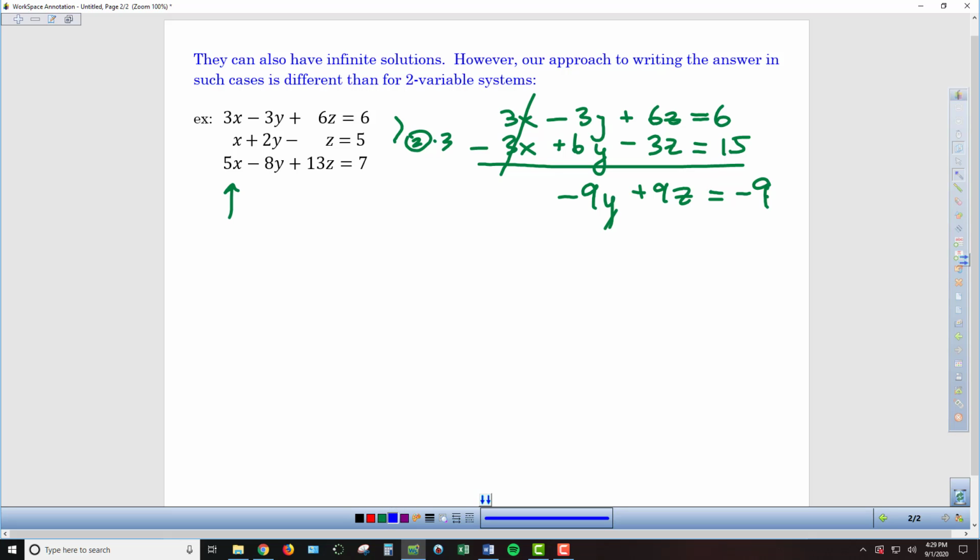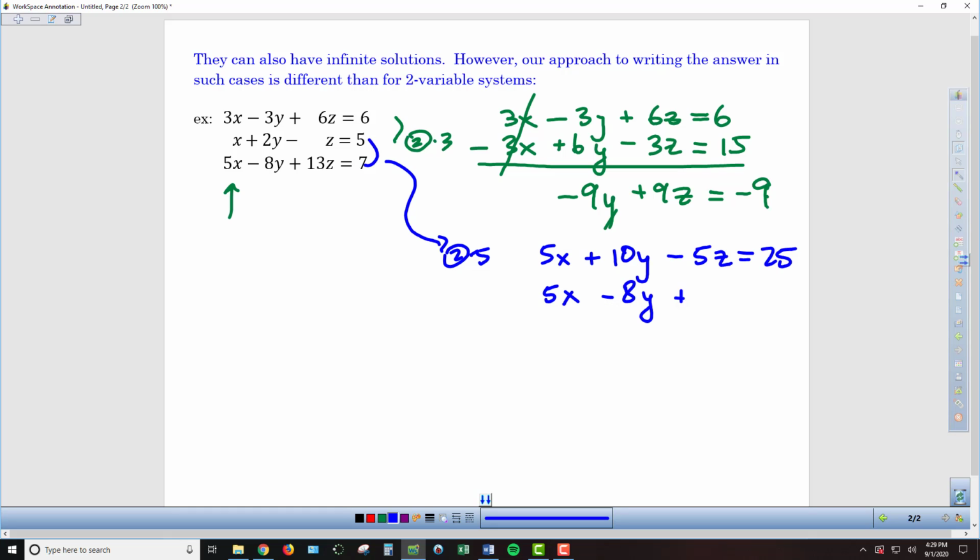Now I'm going to combine the bottom two equations. But again, I'm going to have to multiply that middle equation by 5 in order to get the x's to match up. So I'm going to go ahead and do that. So the second equation times 5. So I'm going to have 5x plus 10y minus 5z equals 25. And then I can just copy down the bottom equation, 5x minus 8y plus 13z equals 7.